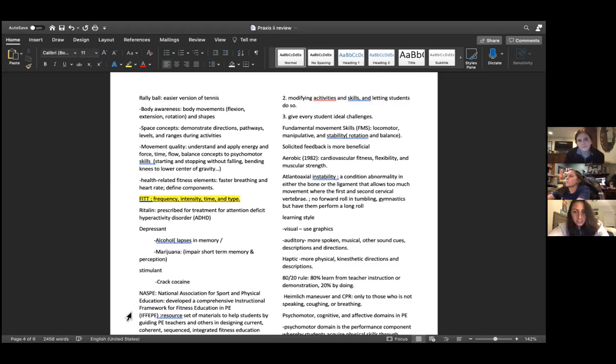Atlantoaxial instability, a condition, an abnormality in either the bone or a ligament that allows too much movement where the first and second cervical vertebrae meet. No forward roll in tumbling gymnastics, but have them perform a log roll.